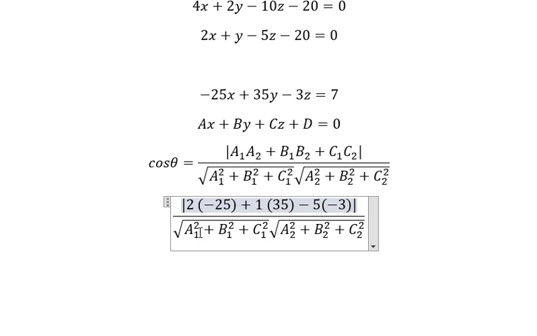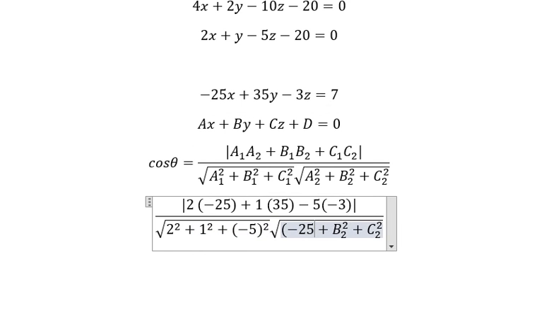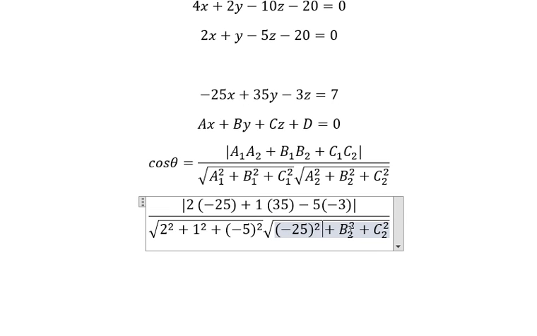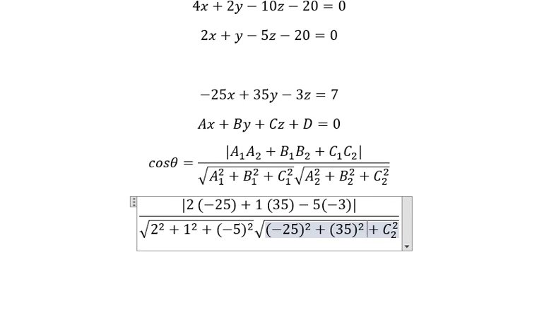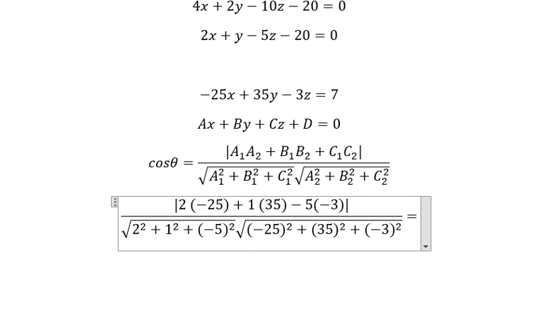a1 is 2, so we have 2 squared. b1 is 1 squared. c1 is negative 5 squared. a2 is negative 25 squared. b2 in here is 35 squared, and c2 is negative 3 squared. We calculate this one and we have 0.